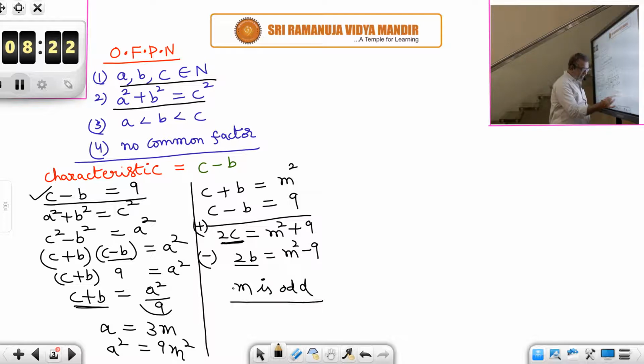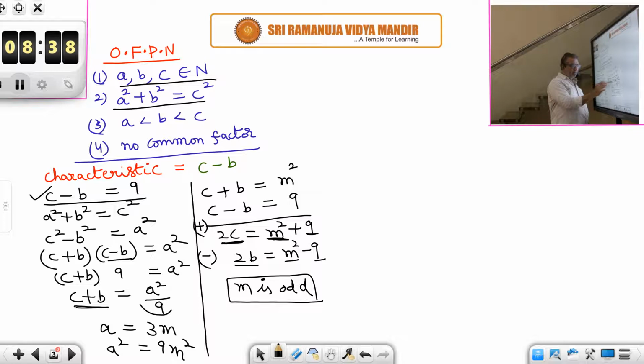Okay, m must be odd. Because if m is odd, then m square is odd. 9 is also odd. Odd plus odd, you will get even. Similarly, odd minus odd is also even. So m must be odd.